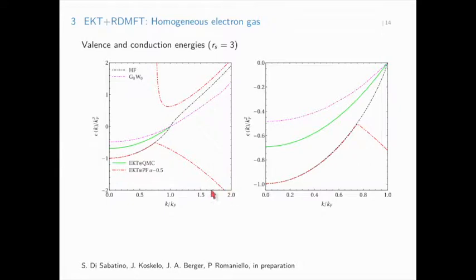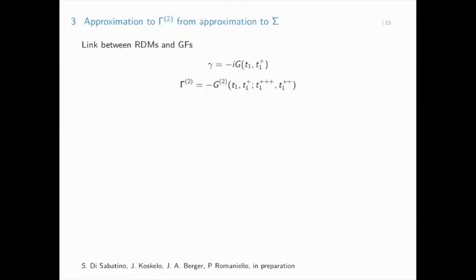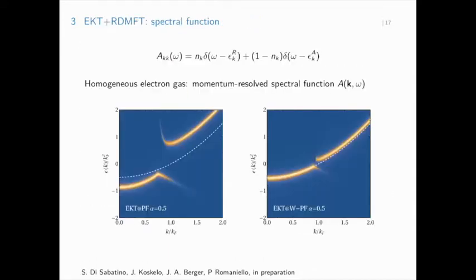But in our case, it's not a big problem, because when we calculate the spectral function, the contributions are weighted with the corresponding occupation numbers. Then in the final result, you don't see so much this kind of tails.